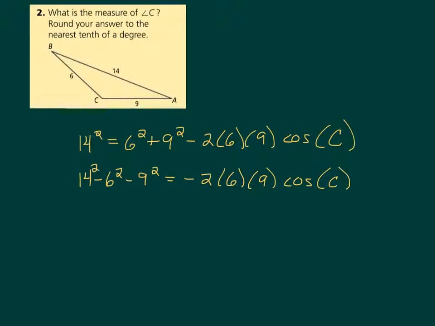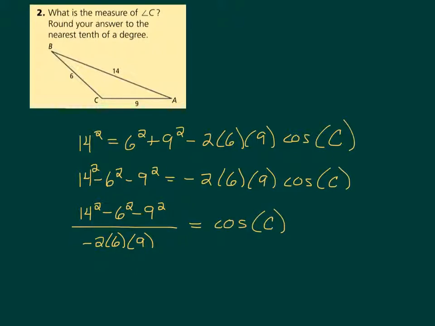This is where the first algebra mistake tends to happen, and I think this gets caused mainly by people trying to go too quickly. People see a negative sign, and so to move this number over, they tend to add. But what is the mathematical operation occurring here? It's multiplication. So to move that, we have to divide. So we get 14 squared minus 6 squared minus 9 squared all over negative 2 times 6 times 9. That equals the cosine of angle C.